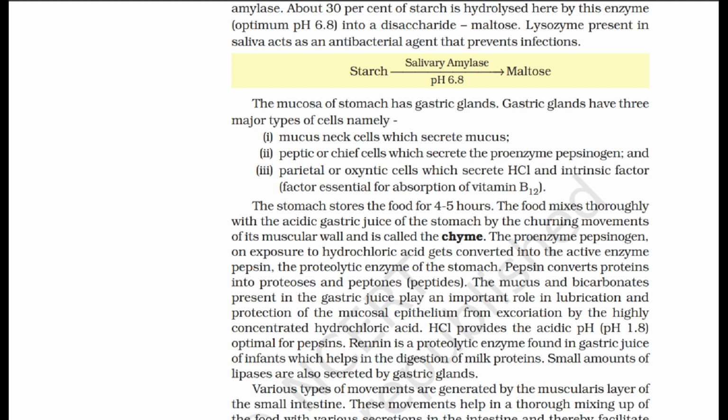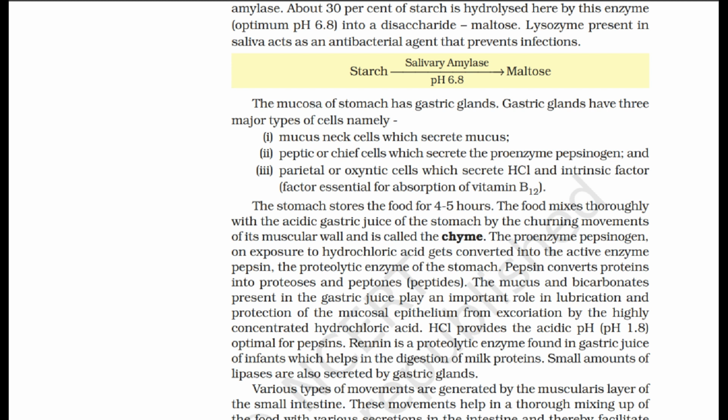The stomach stores the food for 4 to 5 hours. The food mixes thoroughly with the acidic gastric juice of the stomach by the churning movements of its muscular wall and is called the chyme. The proenzyme pepsinogen, on exposure to hydrochloric acid, gets converted into the active enzyme pepsin, the proteolytic enzyme of the stomach. Pepsin converts proteins into proteoses and peptones (peptides).